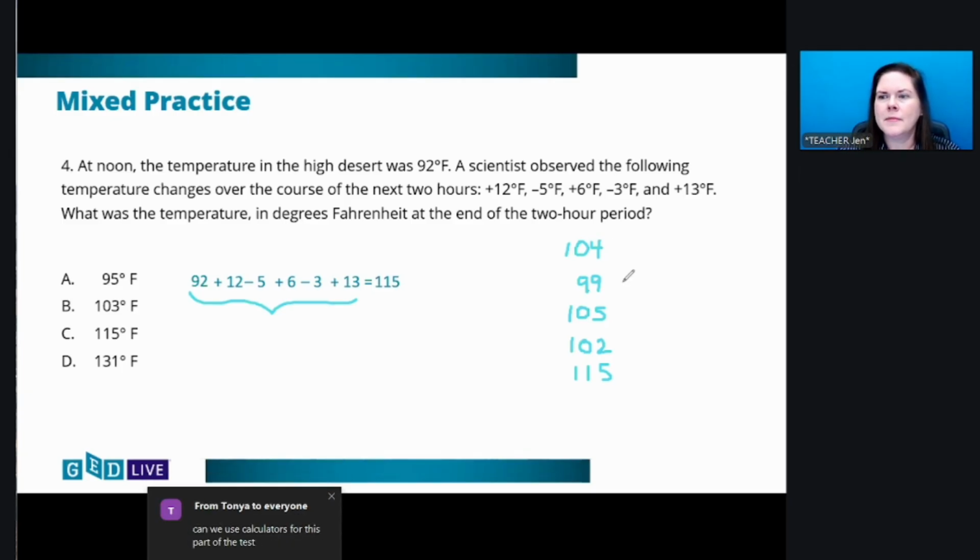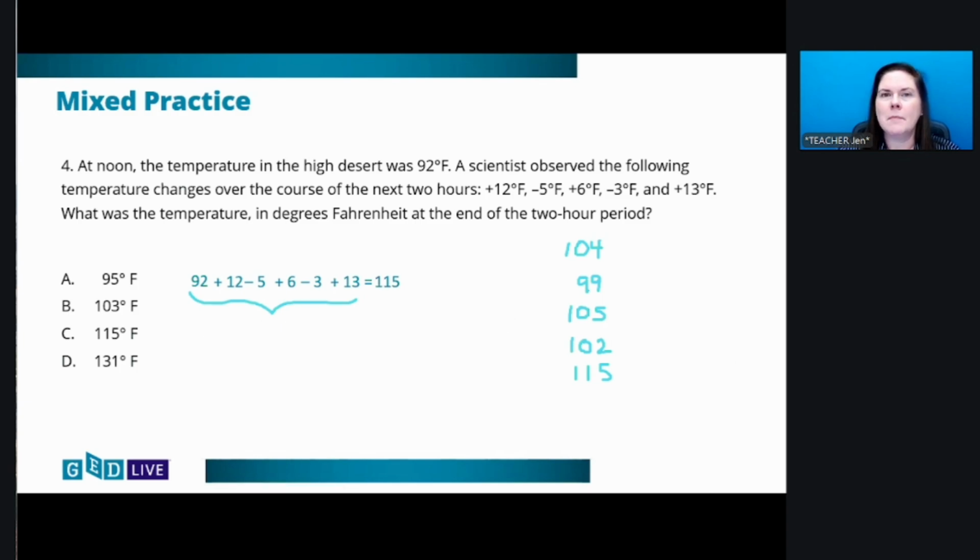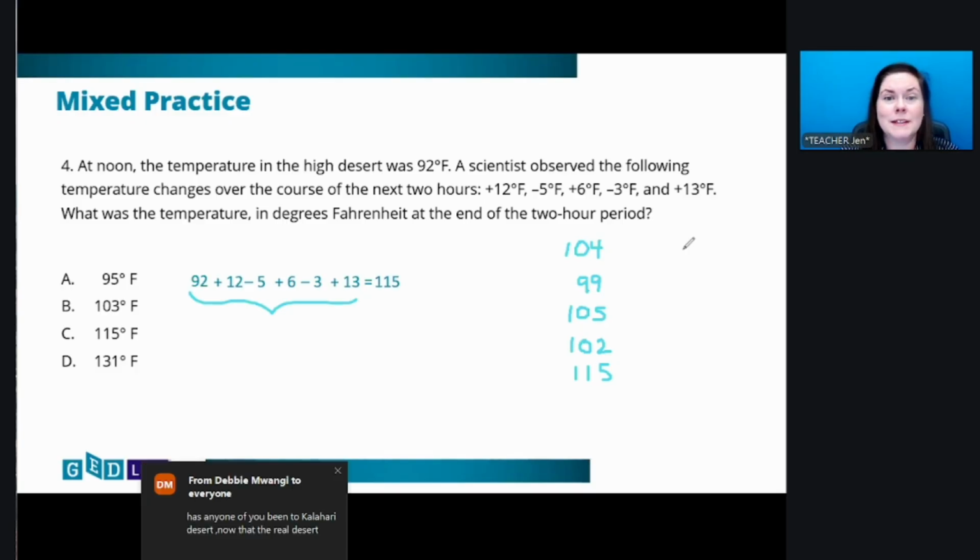Nice. So yeah, the number line might not be the most straightforward way to handle this one, moving back and forth and stuff. And Tanya asked, can we use a calculator? Yep, on the math, you'll be able to use a calculator. That's right. And that's a great way to do this, as long as we're careful about inputting the numbers correctly, right?